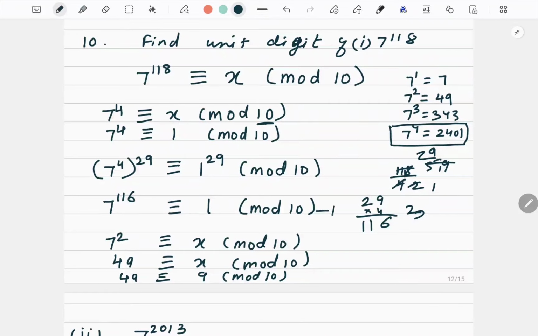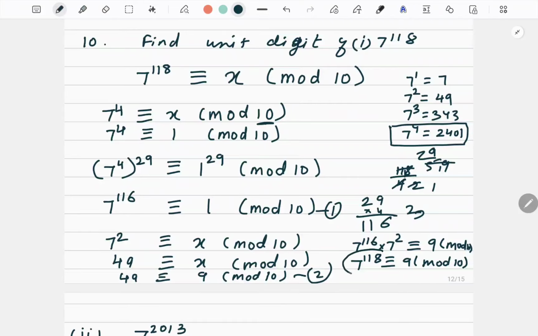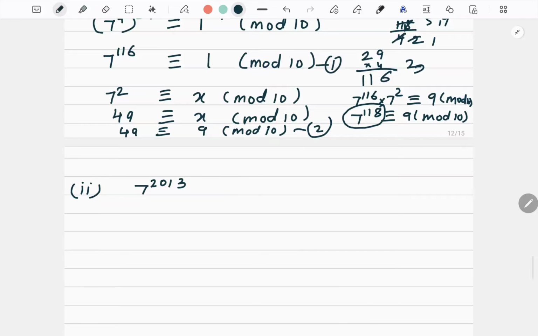So now this is one equation. This is another equation. If you multiply these two, what will you get? 7 to the power 116 into 7 to the power 2 is congruent to 9 mod 10. So 7 to the power 118 is congruent to 9 mod 10. It means when I divide 7 to the power 118 by 10, the remainder is 9, which is the last digit. So the answer is 9. Simple. Let's move to the next question.